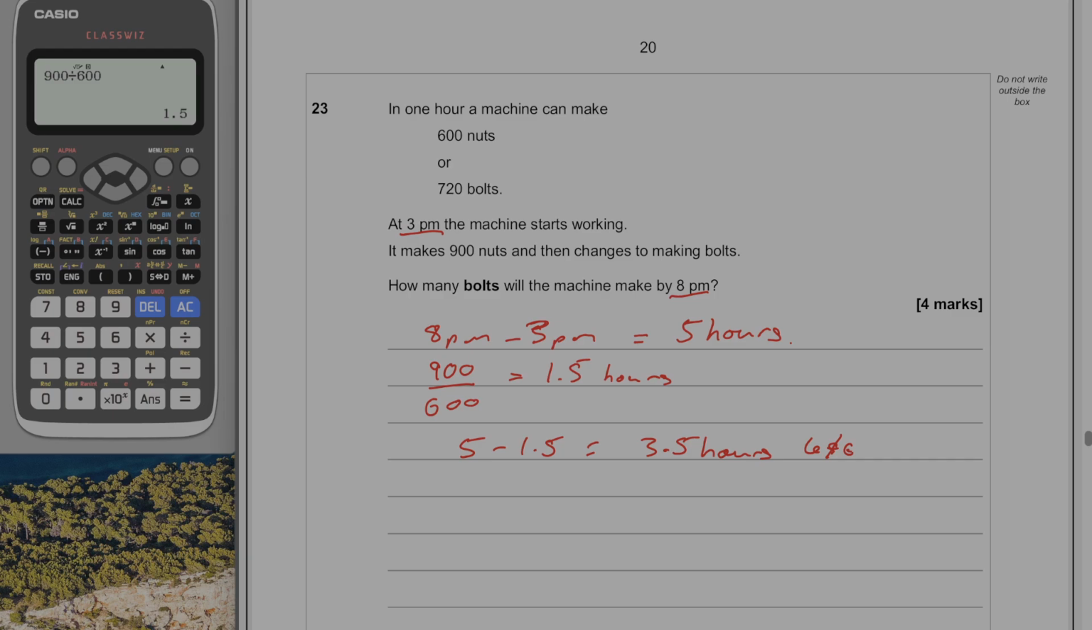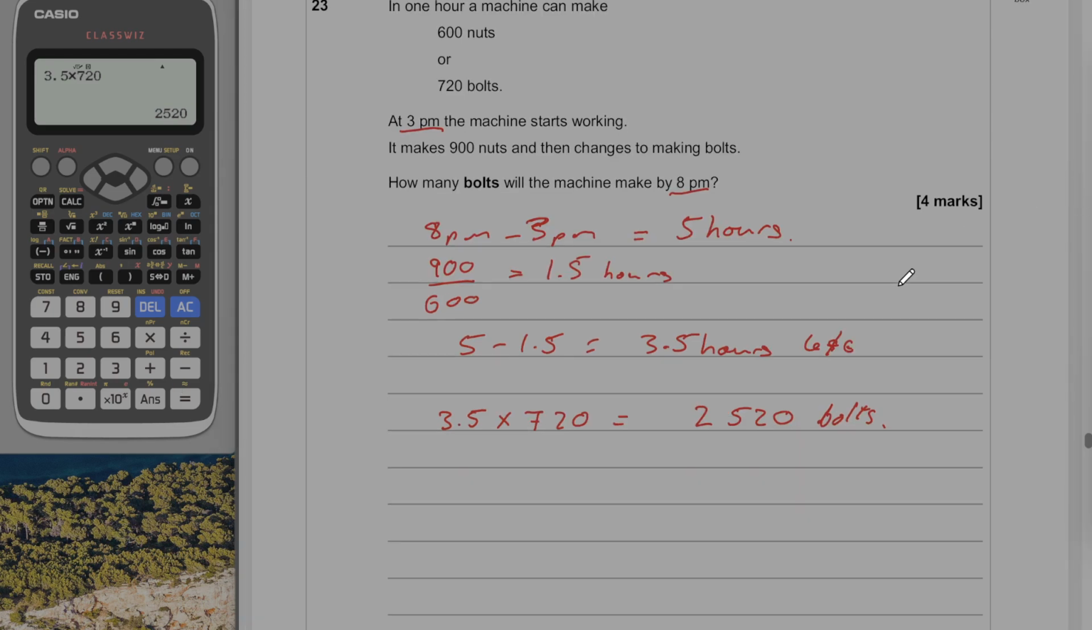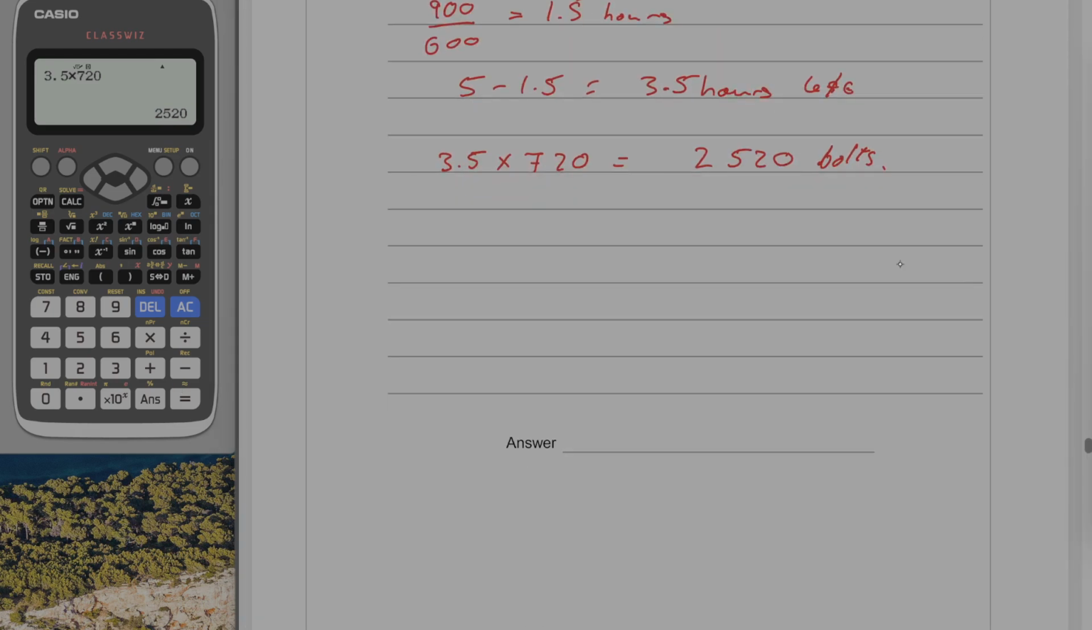So it makes 720 bolts. So our final step is going to be 3.5 times 720, which gives us 2,520 bolts. So 2,520.